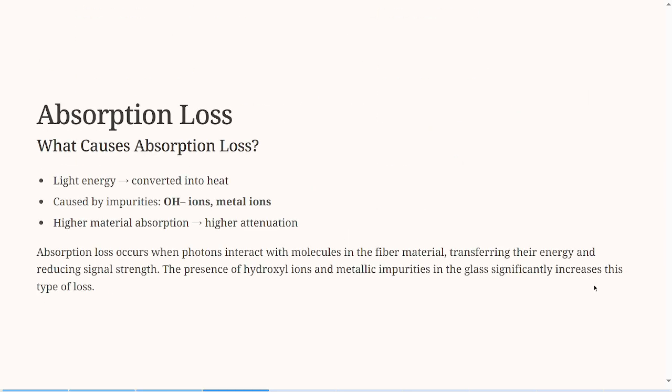Absorption loss. Absorption loss occurs when light energy inside the fiber is converted into heat. It mainly happens due to impurities in the glass, such as hydroxyl ions and metallic ions. These impurities absorb part of the optical power, resulting in attenuation. In simple words, absorption loss happens when the material of the fiber absorbs the light.